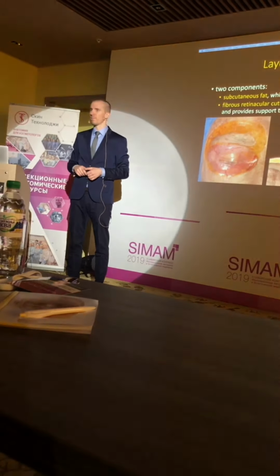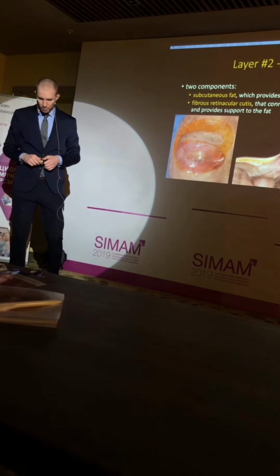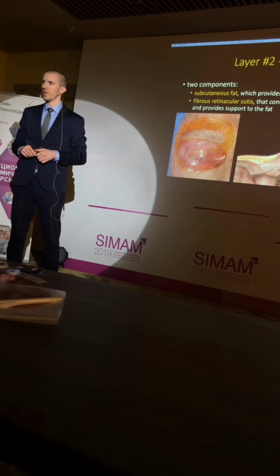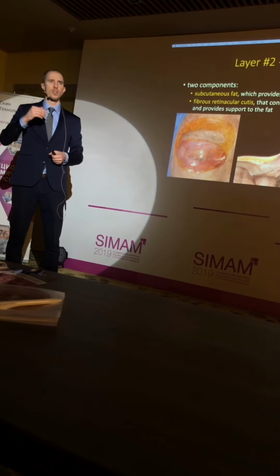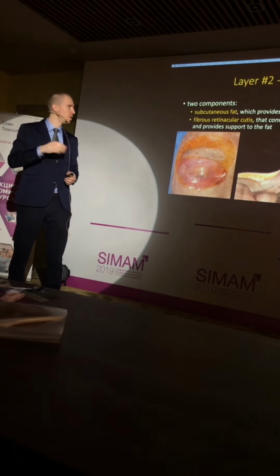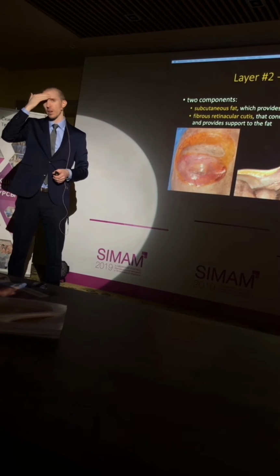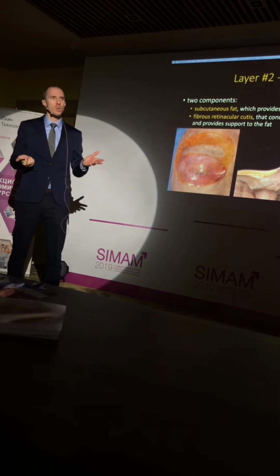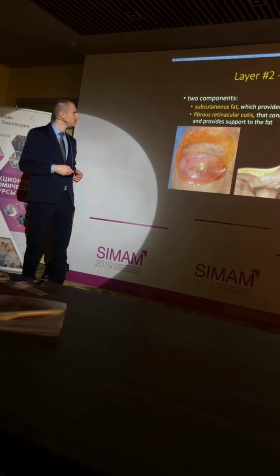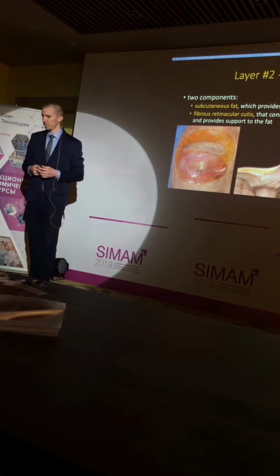In the layer of loose connective tissue, the product goes in easily, and you can model it and shift it to the right or left as needed. This is why injection to layer number 2 is easier with a needle, and injection to layer number 4, in the gliding loose areolar layer, is easier with a cannula.